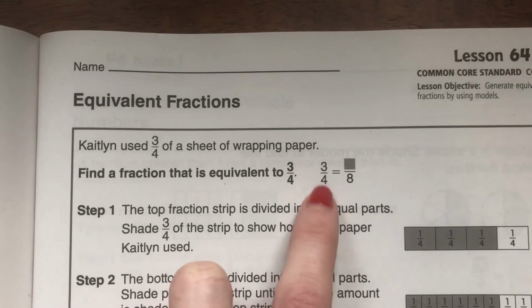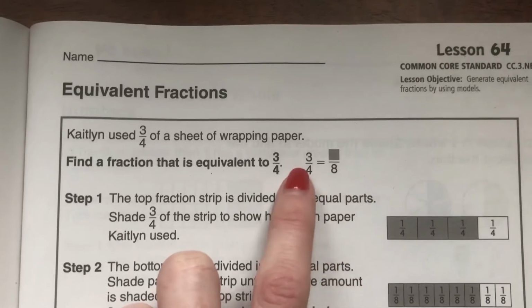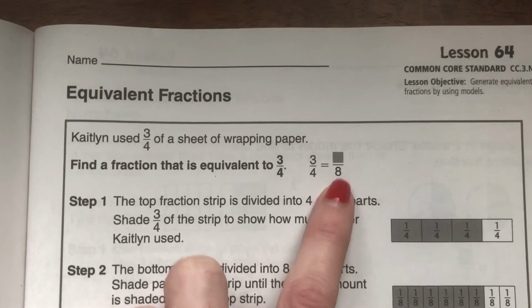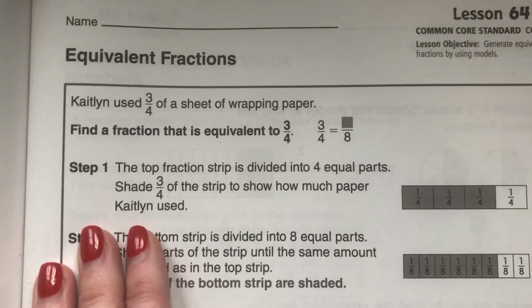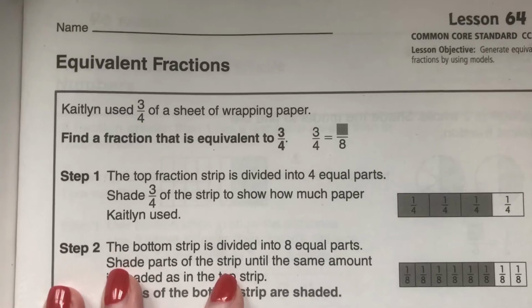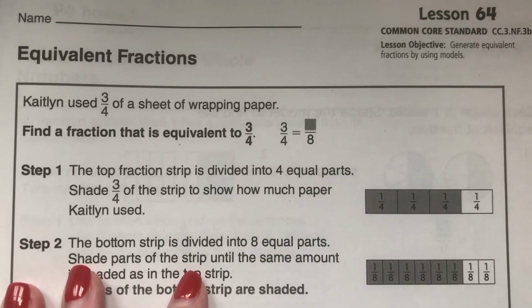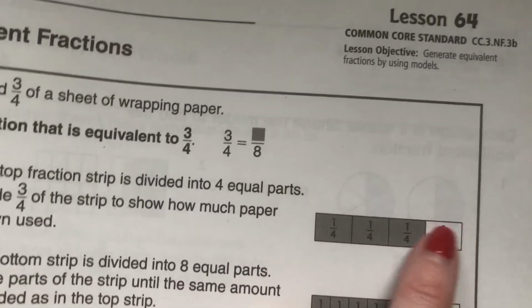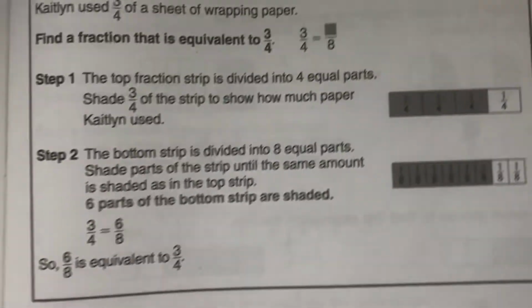So under here they have 3/4 equals __/8. The reason they're choosing 8 as this denominator is because that is a multiple of 4. Something times 4 will give me 8. Step 1. The top fraction strip is divided into 4 equal parts. Shade 3/4 of the strip to show how much paper Caitlin used. So if you look over here, they divided the strip into 1, 2, 3, 4 parts. And again, because we have 3/4, they shaded in 3 out of the 4.